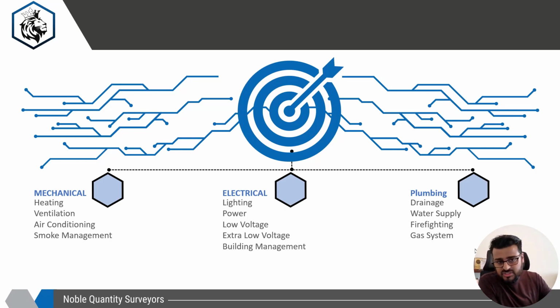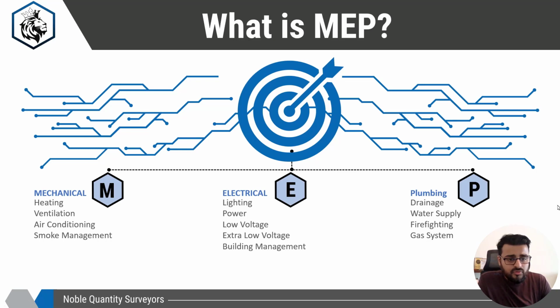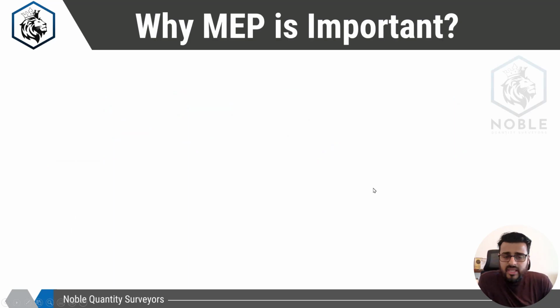Plumbing includes drainage. We all know what drainage is. Water supply. We all know what water supply is. Firefighting systems. For human safety, we need a firefighting system. If there is any fire in the building, it has to be controlled with a firefighting system. Then a gas system. A gas system can be natural gas or liquid petroleum gas. For cooking purposes and so on, we need gas. So that will be covered in plumbing works. So this is the complete MEP introduction. The next is why MEP is important.